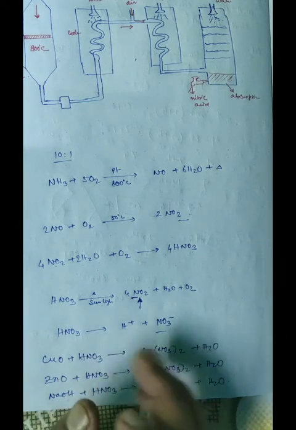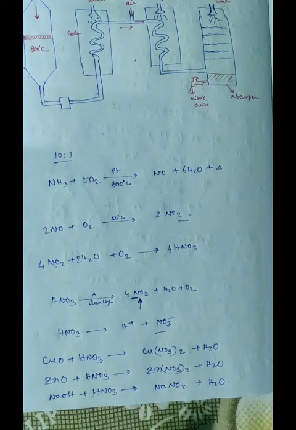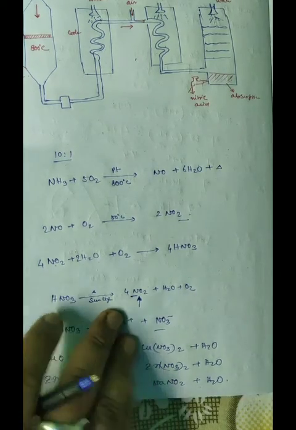Action on metals. Nitric acid reacts with all metals except gold and platinum. The action of nitric acid on a metal depends on the temperature and concentration of the nitric acid. See here.